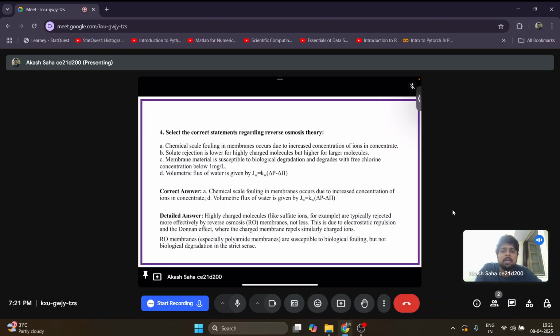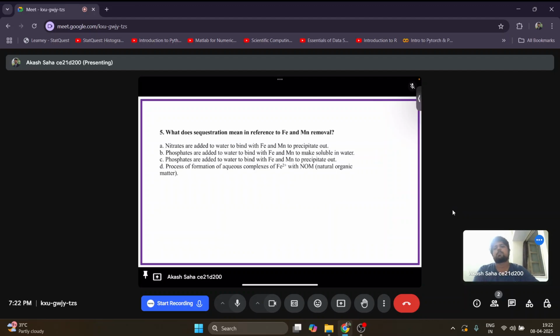And also the membrane material is susceptible mainly to membrane fouling, not to biological degradation. In general, it is not susceptible to degradation, but to biological fouling. So with any kind of polymeric or polyamide membranes, fouling will be a major problem, but not degradation in a stricter sense. So that's what I wanted to discuss regarding the fourth question.